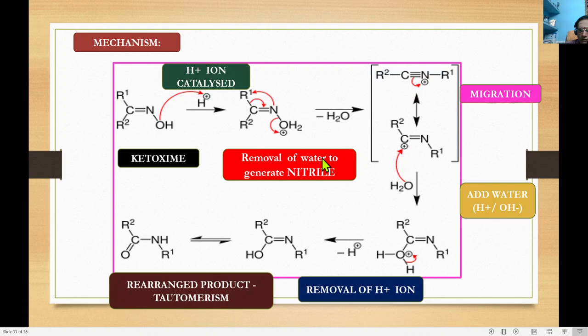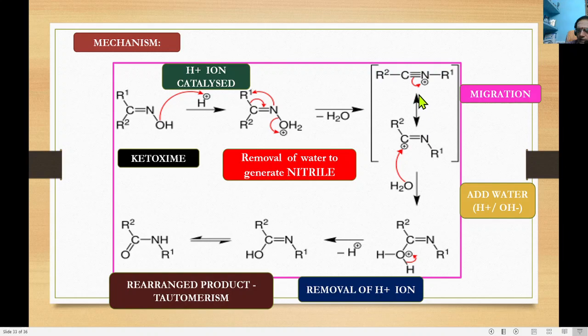With removal of water, our bond is migrating towards here and R1 migrates to nitrogen, in such a way that we are getting R2C triple bond N plus R1. I am repeating, with removal of water the positive charge goes to nitrogen. Similarly, this bond migrates to here to form a nitrile, C triple bond N. Once it goes to the nitrogen, the R1 is migrated to nitrogen. So our migrating product here is R2C triple bond N plus R1.